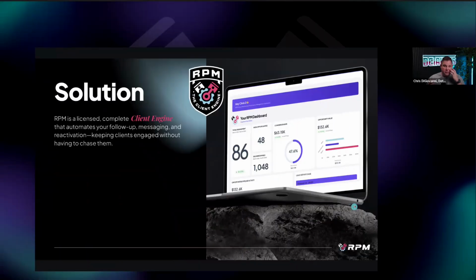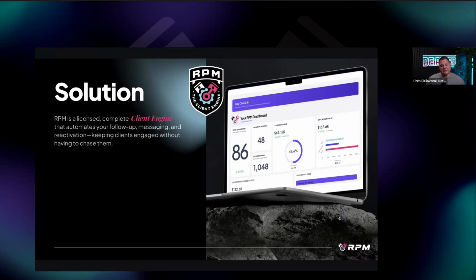So today, the solution that we've come up with for years is that RPM is a licensed client engine system. This is going to automate your follow-up. It's going to automate some messaging. It's going to reactivate your past customers. It's going to keep clients engaged without having to chase them over and over.